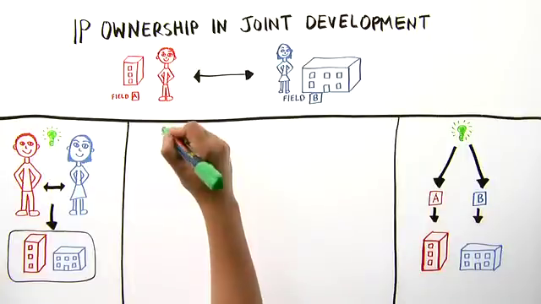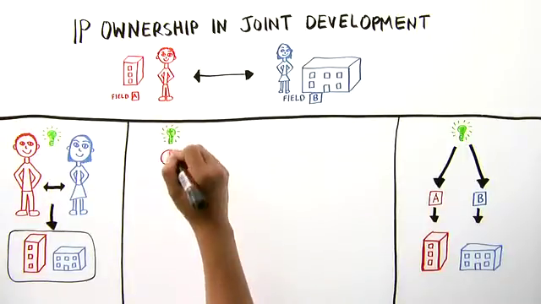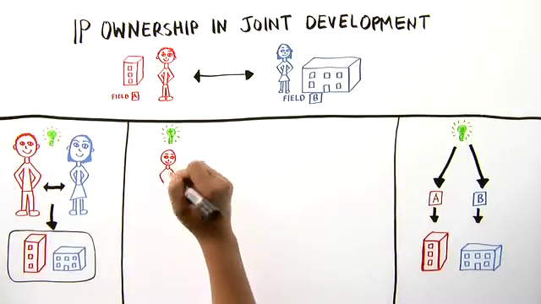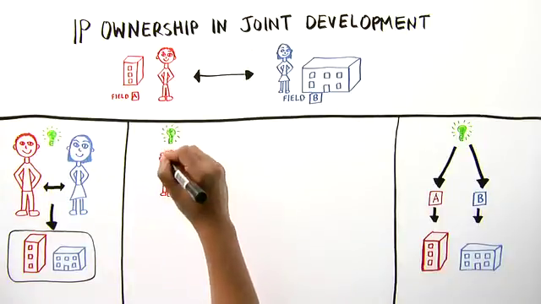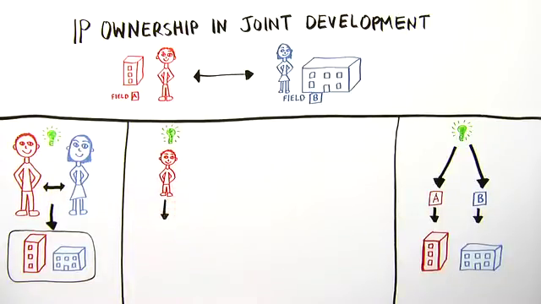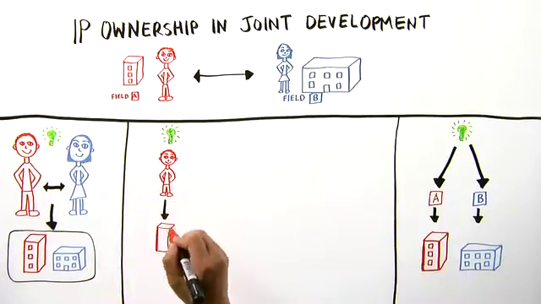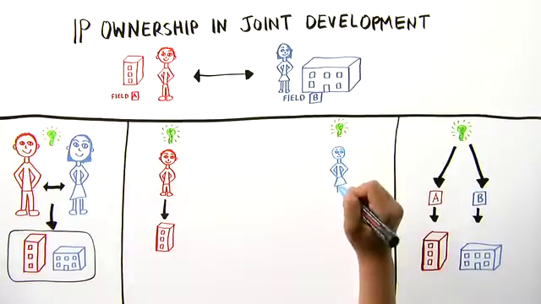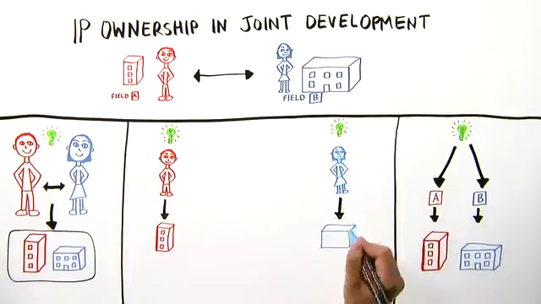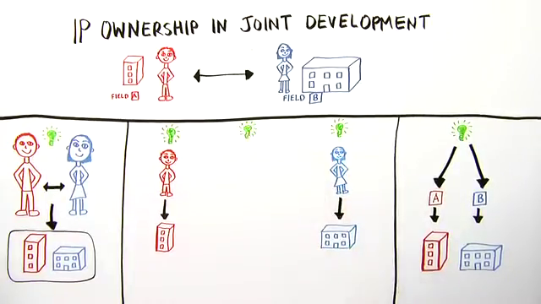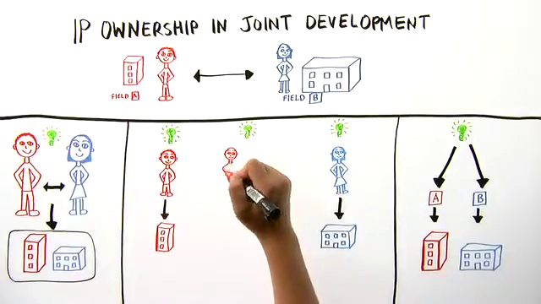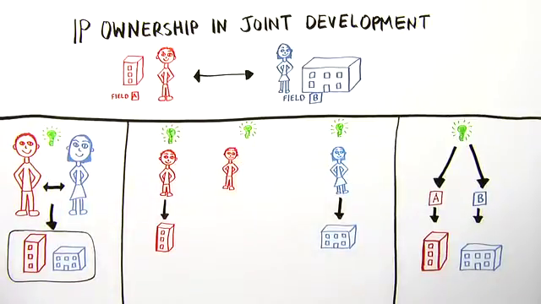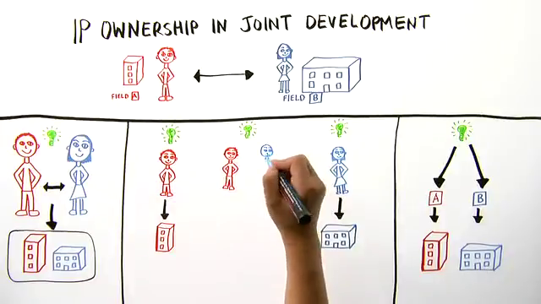The third possibility is called what's mine is mine, what's yours is yours, and what's ours is ours. In this scenario, if employee 1 solely invents something, it is solely owned by company 1. If employee 2 invents something, it is solely owned by company 2. If employee 1 and employee 2 jointly invent something, it is then jointly owned by company 1 and company 2.